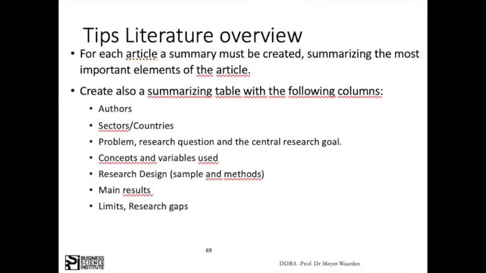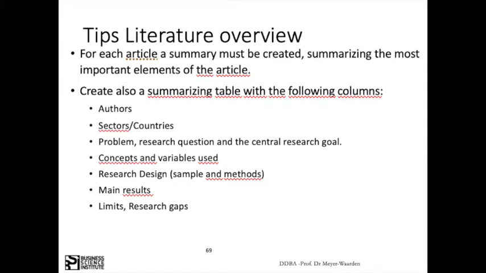So let's see some tips and advice and practical examples of how to do a literature review. I recall, for each article a summary must be created, summarizing the most important elements of the article. Create a summarizing table with the following columns: the authors and the date of publication, the sector or countries in which the study was written and the research was done.